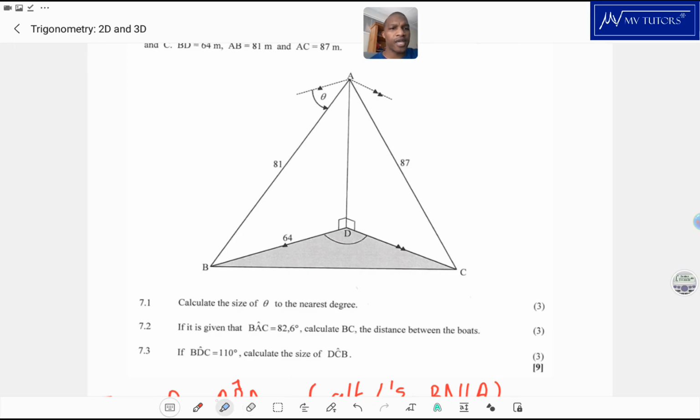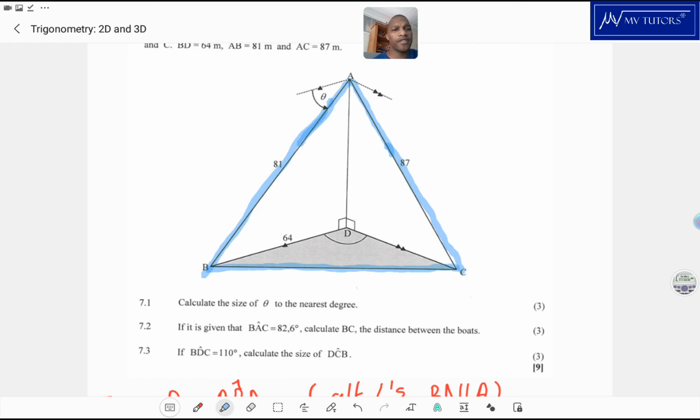I want that BAC. Where is BAC? So BAC is like that. So we're talking about this angle here. Is that angle 82.6? Calculate BC, the distance between the boats. So they want us to calculate this one here.